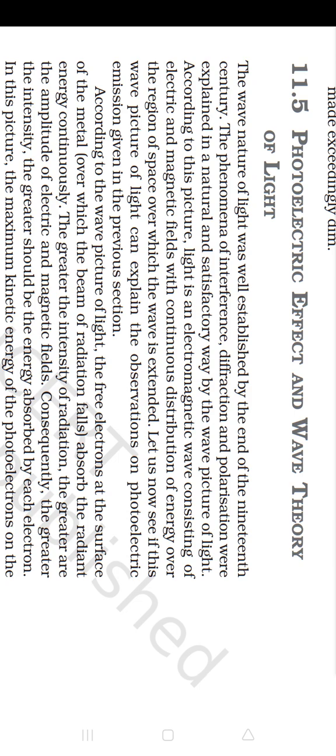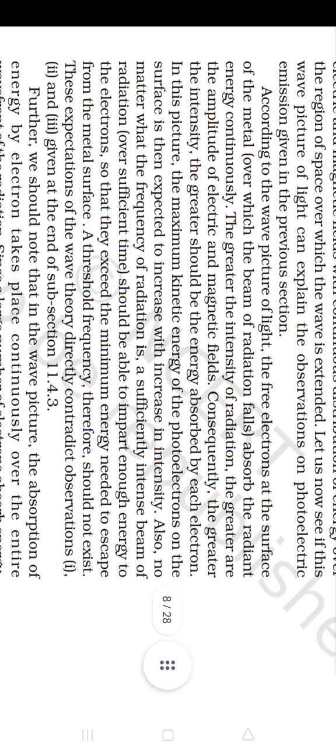Let us now see if this wave picture of light can explain the observations on photoelectric emission given in the previous section. According to the wave picture of light, the free electrons at the surface of the metal over which the beam of radiation falls absorb the radiant energy continuously. The greater the intensity of radiation, the greater are the amplitudes of electric and magnetic fields. Consequently, the greater the intensity, the greater should be the energy absorbed by each electron.